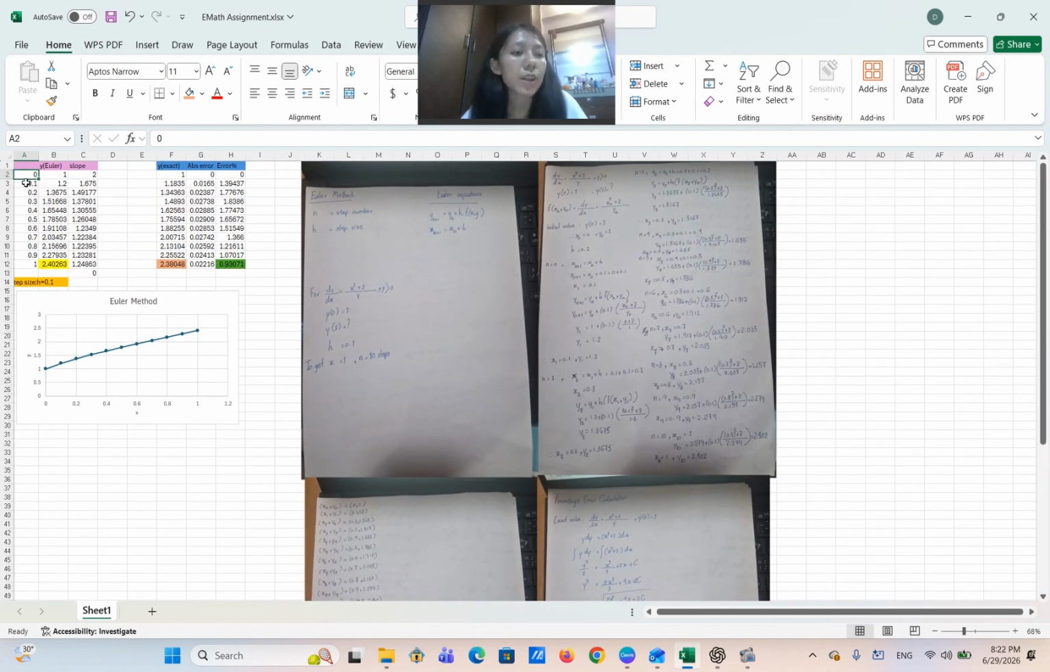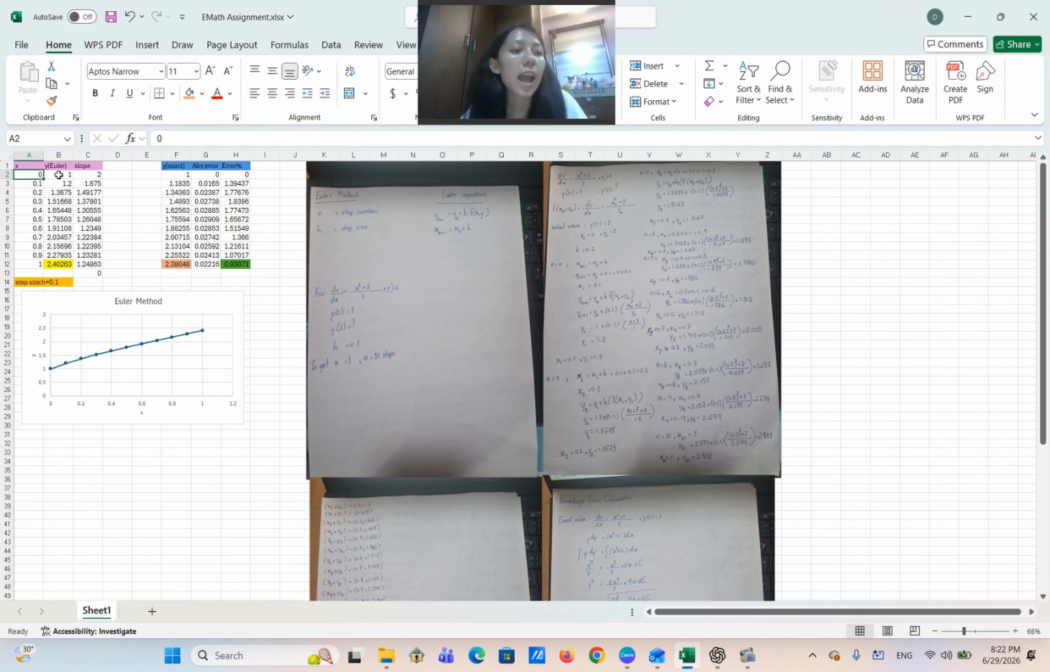This is the initial value of x, and this is the initial value of y. The next value of x is obtained by adding the step size, and to get the next value of y, I also need to find the slope first. Then after I found the slope, I use this equation here. Finally, when x is equal to 1, I got the answer y is 2.40263.